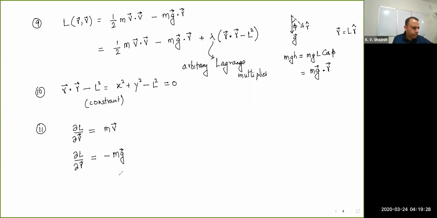Oh, I have to check the equation, mg dotted with r, right? Did I do this correctly? The gravity vector g dotted with r is in the negative direction, so mgh actually is minus mgl cosine phi, correct? So this is minus mgr, so this should be plus.